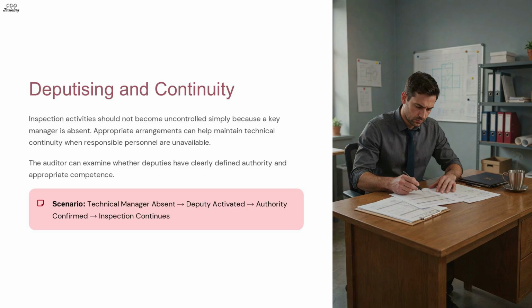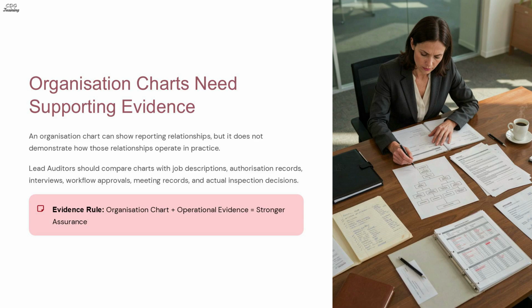Proper arrangements ensure continuity when responsible personnel are unavailable. Auditors should check if deputies have clear authority and competence. Organization charts show reporting relationships but don't demonstrate how they operate in practice. Lead auditors should compare charts with job descriptions, records, and actual inspection processes to ensure accuracy.